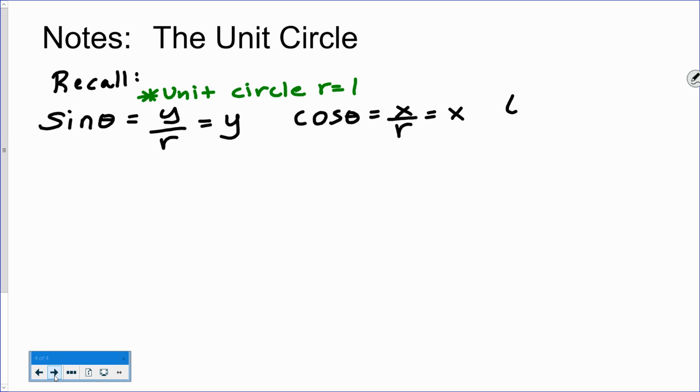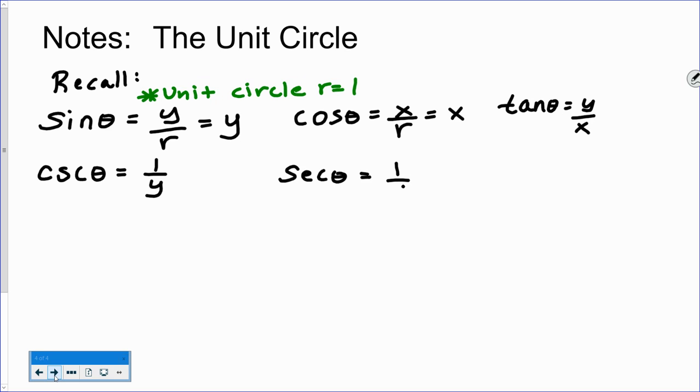Tangent of theta was y over x. That's not going to change, right? R is not involved. For cosecant, we'll just use 1 over whatever y is. And then secant, 1 over x. Cotangent wouldn't change. That's still x over y. Okay?